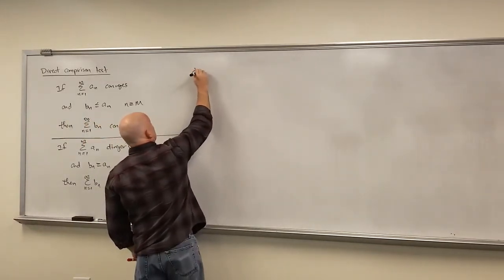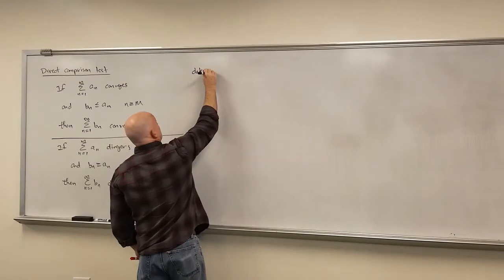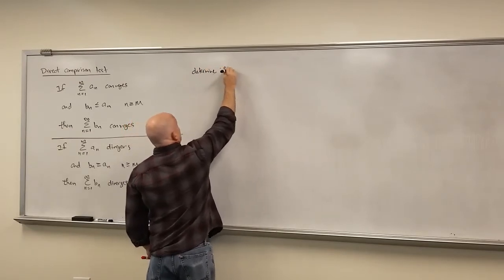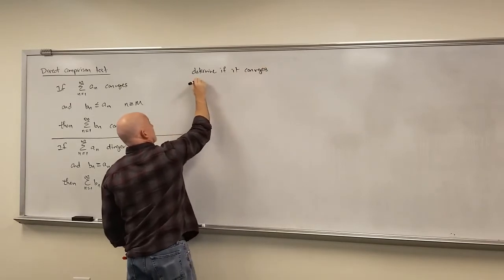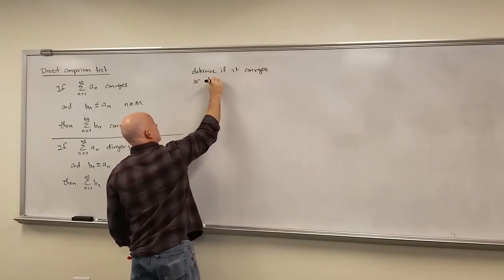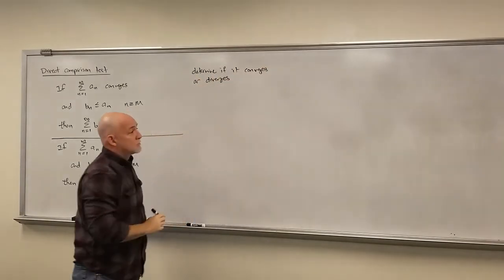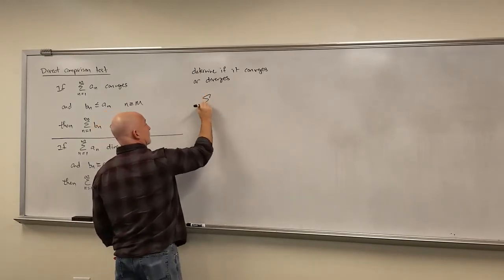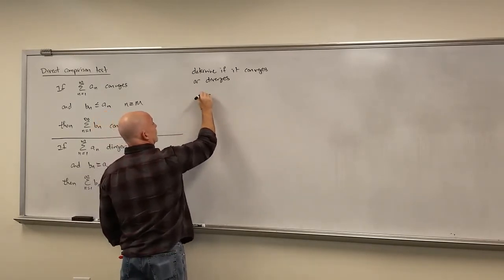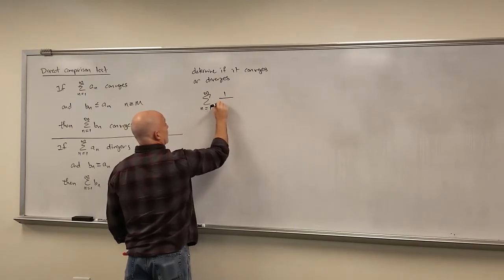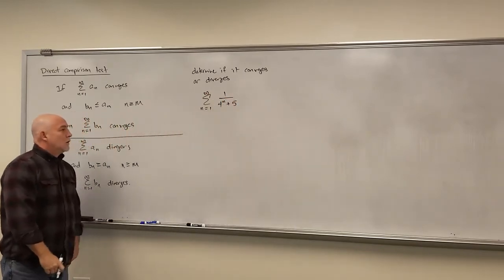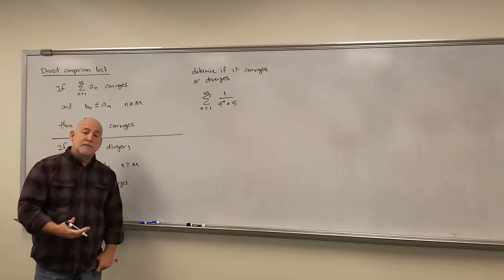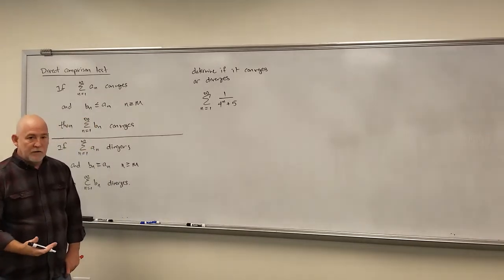So, determine if it converges or diverges. Okay, so let's do something like, let's say we got the sum n equals 1 to infinity of 1 over 4 to the n plus 5. All right, so our first guess here has to be, do we think it converges or diverges?